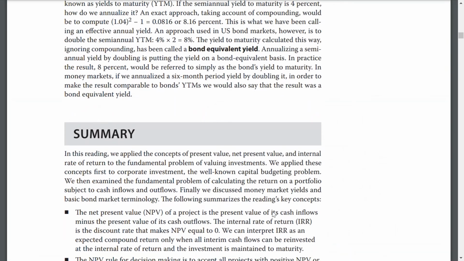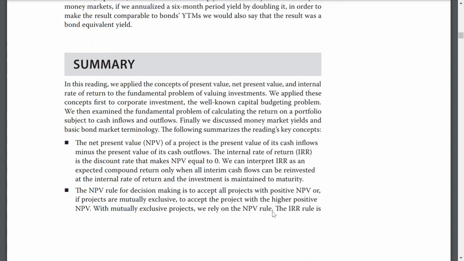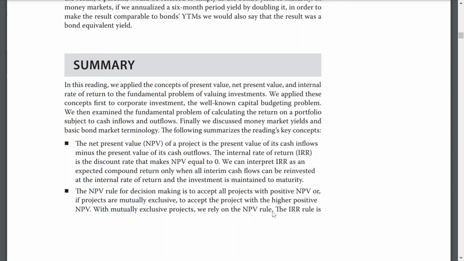So, what is the summary? Now, we've done a lot of reading. In this reading, we applied the concepts of present value, net present value, and internal rates of return to the fundamental problem of valuing investments. We applied these concepts first to corporate investments, the well-known capital budgeting problem. We then examined the fundamental problem of calculating the return of a portfolio subject to cash inflows and outflows. Finally, we discussed money market yields and basic bond market terminology. The following summarizes the reading's key concepts.